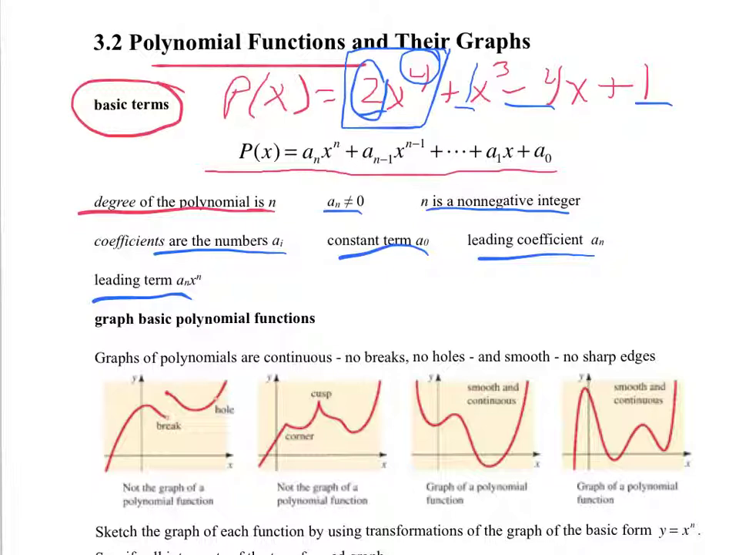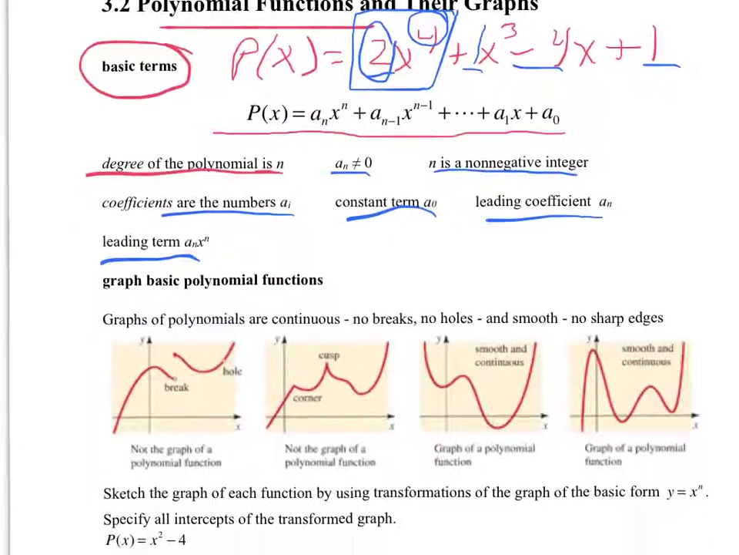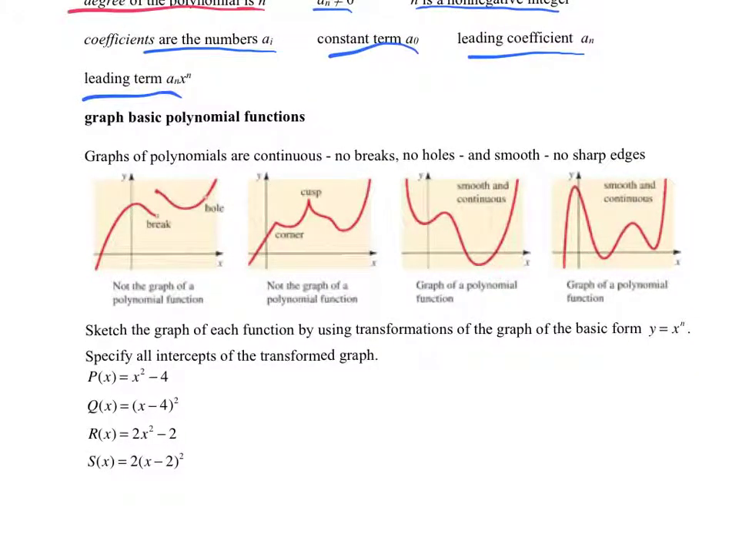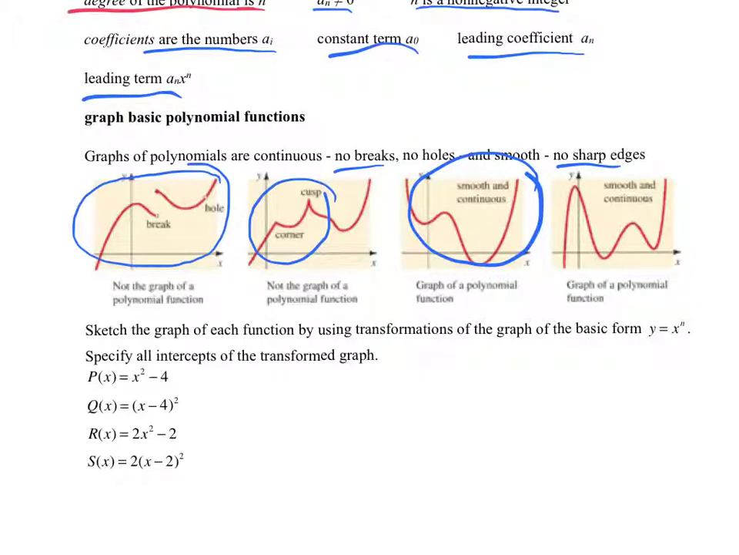Polynomial functions have graphs that are characteristic because they are polynomials. They have no breaks. They have no holes. They're smooth. They don't have any sharp edges. So this first one's not a polynomial because there's a break. Polynomials aren't allowed to have breaks. This second one is not the graph of a polynomial because it's not smooth. It has sharp edges. But these last two are both smooth and continuous. So those are graphs that could be the graph of some polynomial function.